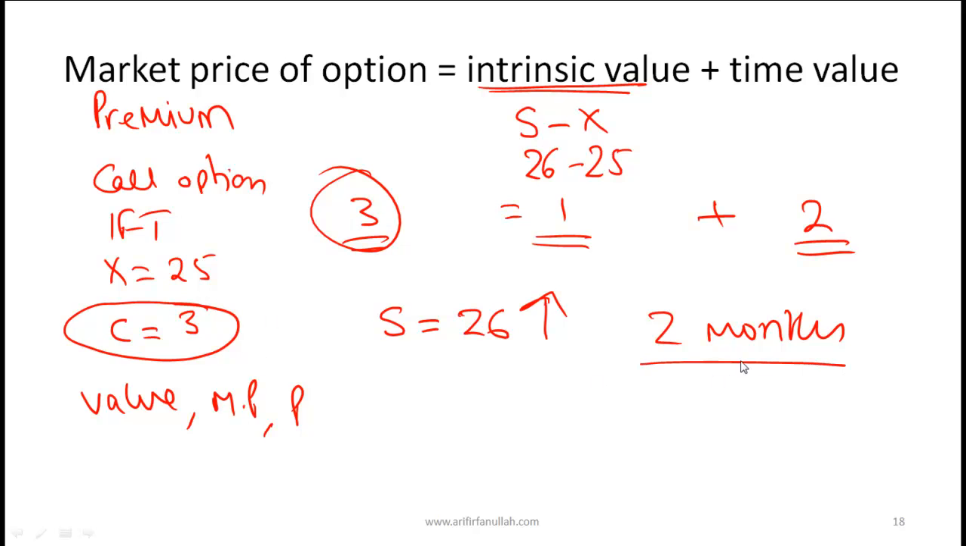So due to that additional time and what can possibly happen to the stock during that time, that is what gives this additional value of 2, and this 2 is called the time value.